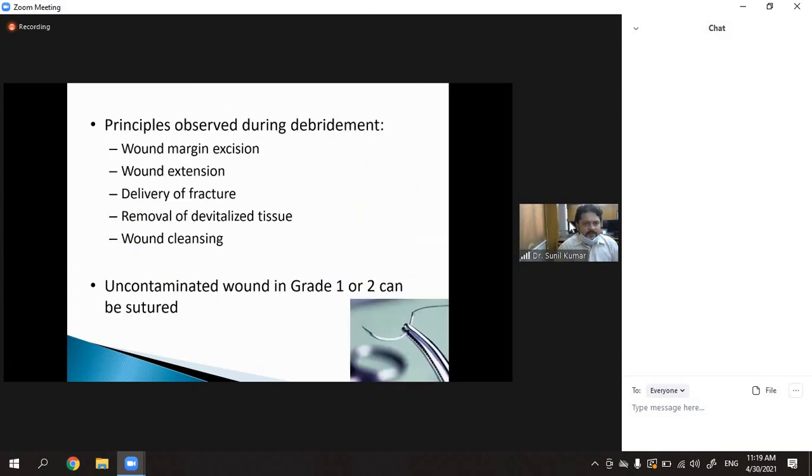Principles observed during debridement: wound margin excision. If in the wound debridement we see the margins of the wound are dead, we have to excise all the margins. The wound can be extended to know the demarcation of the diseased portion. Delivery of the fracture: we have to open the fracture, see the margins of the fracture, remove the devitalized tissue, and clean the wound. Uncontaminated wounds in grade 1 or 2 can be sutured. If the wounds are clean and grade 1 or 2, the wound can be primarily sutured.